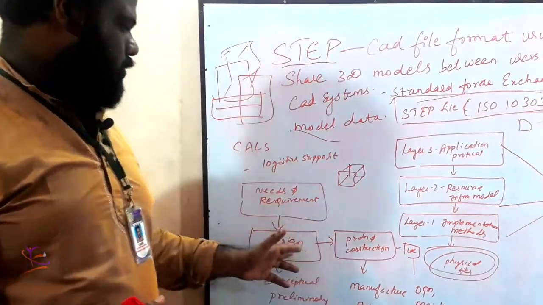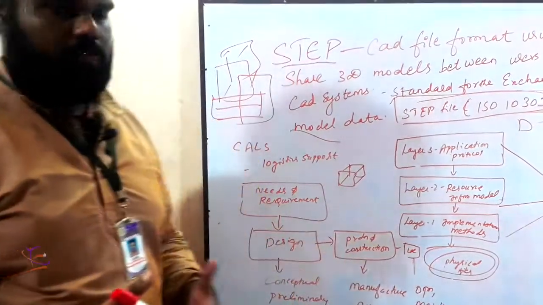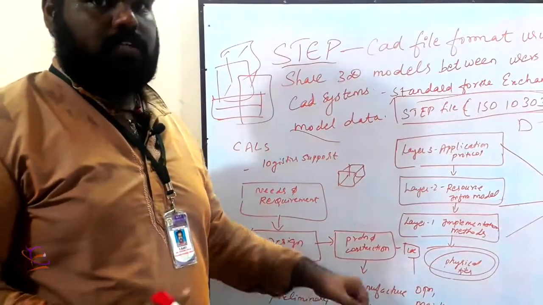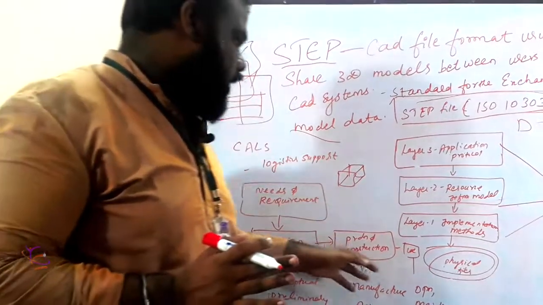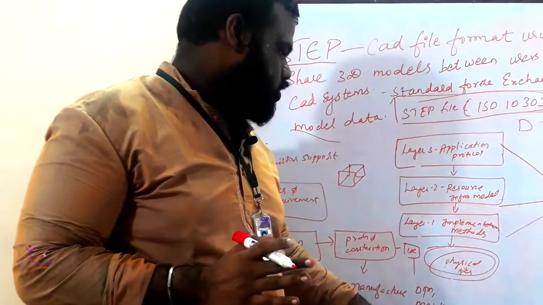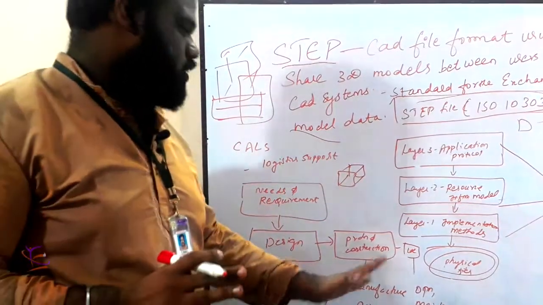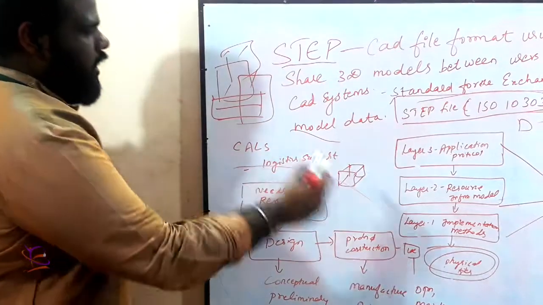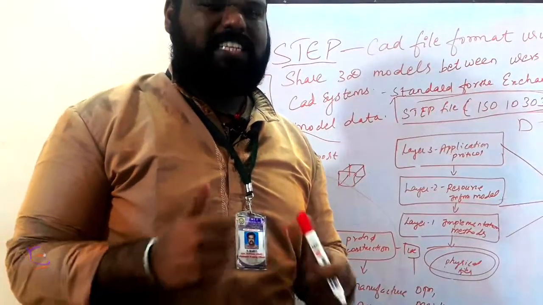From design it goes to production and construction. We are going to produce or construct the product. There you have manufacturing and assembly: we are manufacturing the product and assembling the product. And finally, operation, maintenance and support: we are operating it, maintaining it and supporting it. All this comes under the CALS course. Hope we'll catch up in the next video.